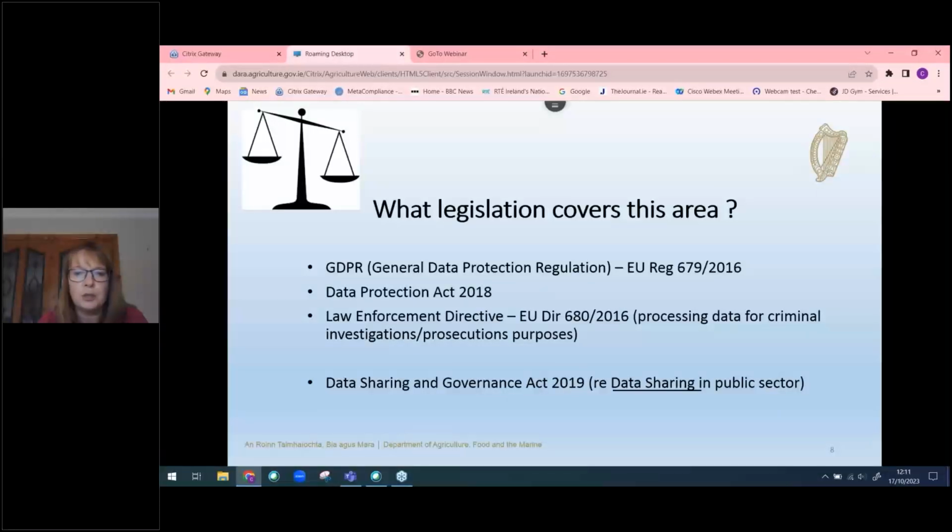Very quickly, we're talking about the GDPR, which came into effect in May 2018. There is the Irish Data Protection Act, which also came into effect in May 2018. The Law Enforcement Directive, which is an EU directive, relates to the processing of data for criminal investigations and prosecutions. It's very similar to GDPR, but it just relates to the purposes of criminal investigations and prosecutions. And the Data Sharing and Governance Act, a 2019 Act, but it was only fully commenced in December 2022. That refers to processing of personal data for sharing across the public sector.